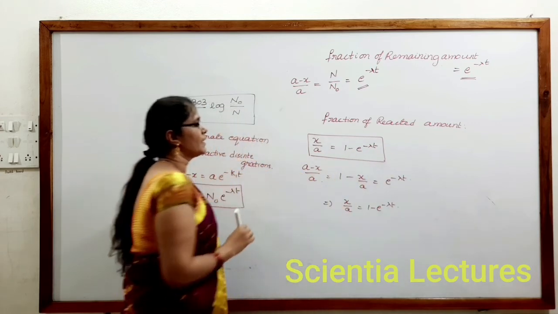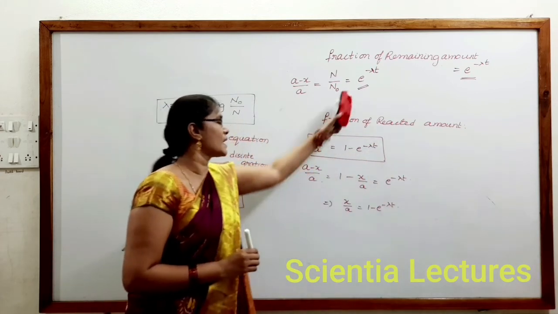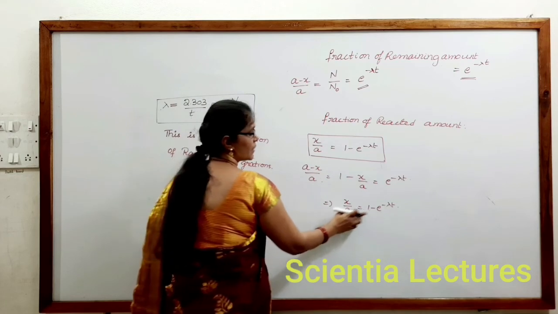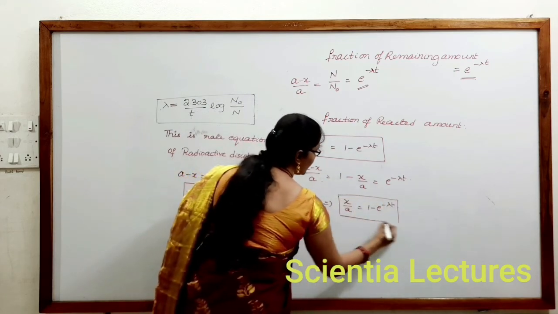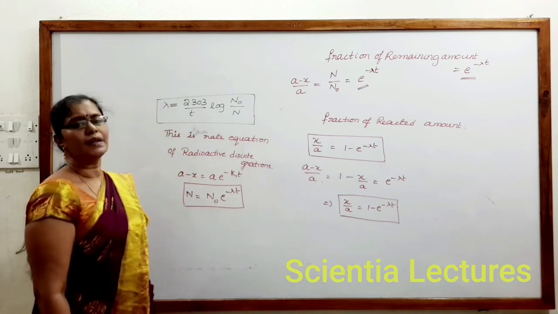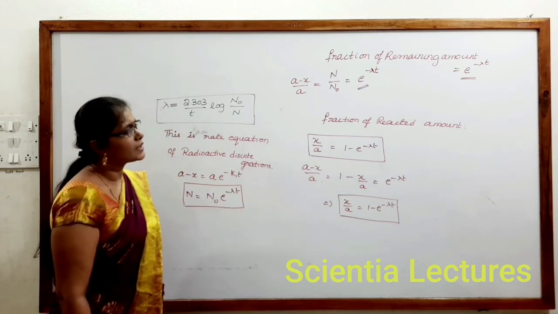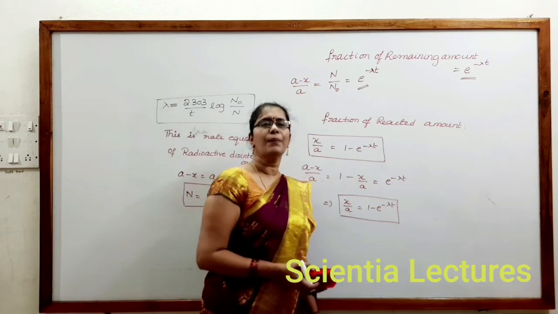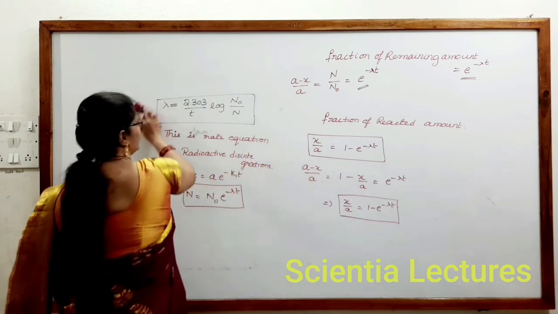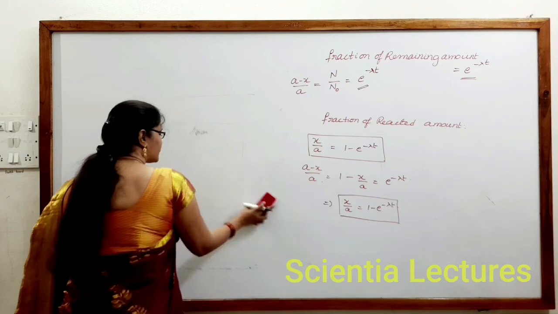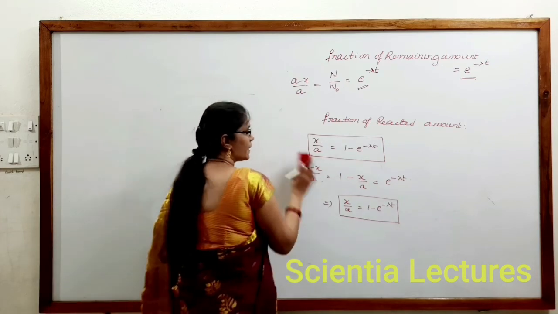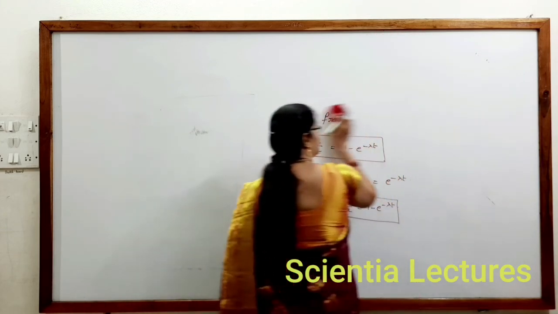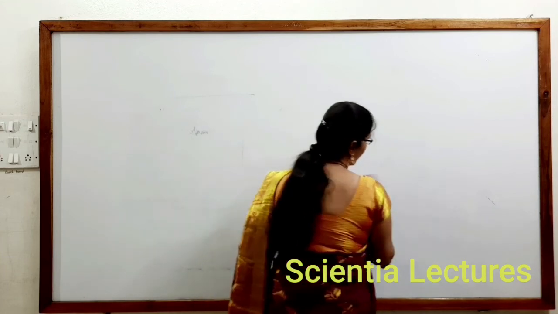So we can say that A minus X by A is e power minus lambda t, as we have seen. Then the fraction of reacted amount is originally X by A, so X by A must be equal to 1 minus e power minus lambda t. So the fraction of remaining amount is e power minus lambda t. The fraction of reacted amount is 1 minus e power minus lambda t. So X by A we have to derive from A minus X by A. The fraction of reacted amount is 1 minus e power minus lambda t.